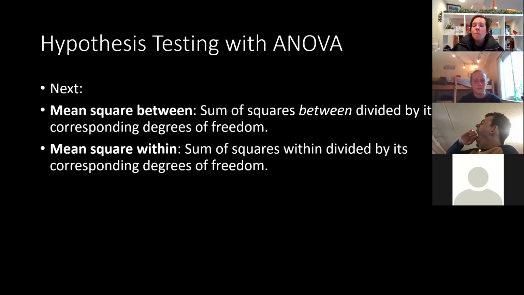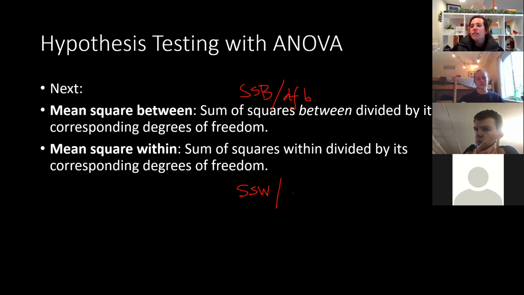Next, what do we do? Well, the mean square between is what we need to figure out. It's the sum of squares between divided by its corresponding degrees of freedom. This is SSB, and we divide it by its degrees of freedom, B. The sums of squares within is then divided by its corresponding degrees of freedom, so SSW divided by degrees of freedom W. We're keeping things in their own quarters.